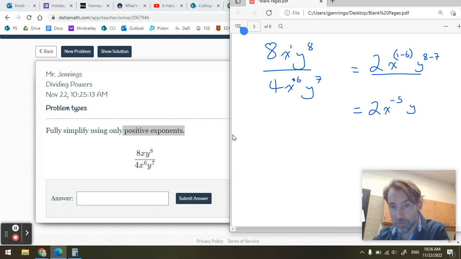But it only wants positive exponents. So now I can write it this way. 2y over x to the 5. What? Well, this is why. Okay, this is why this happens.